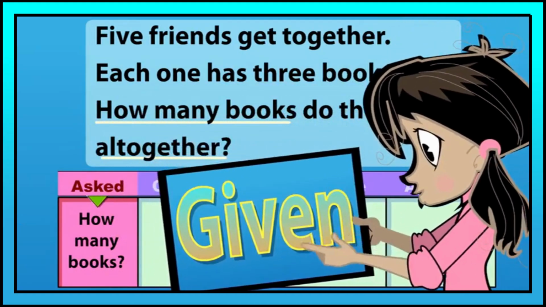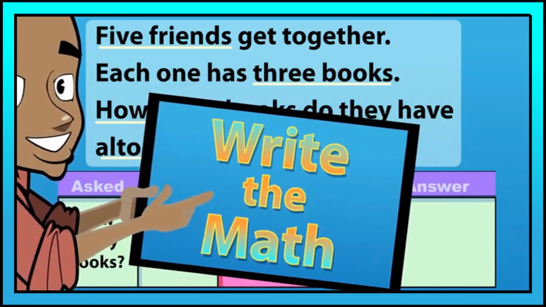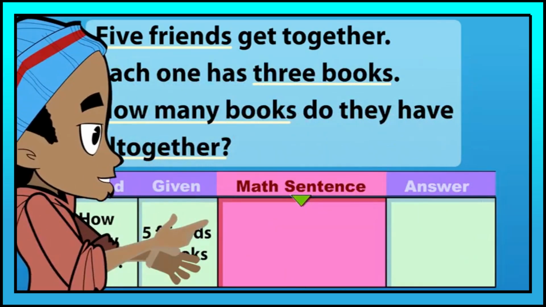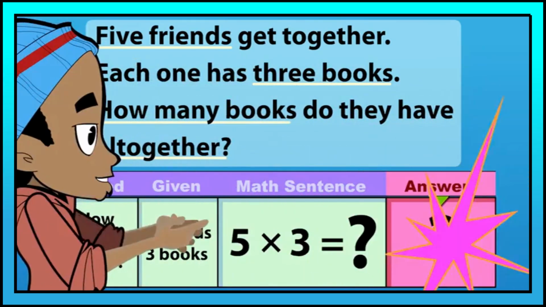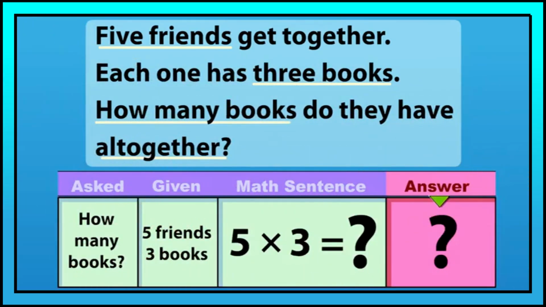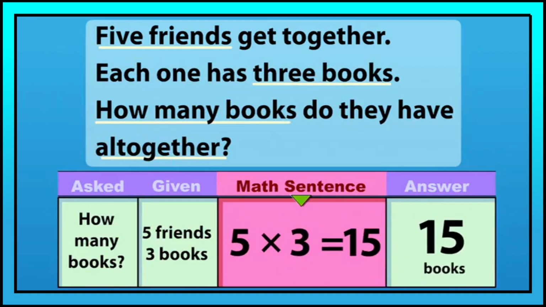What is given? 5 friends with 3 books each. Write the math, number, sentence, equation. 5 times 3 equals what? And find the answer. 5 times 3 equals 15 books.